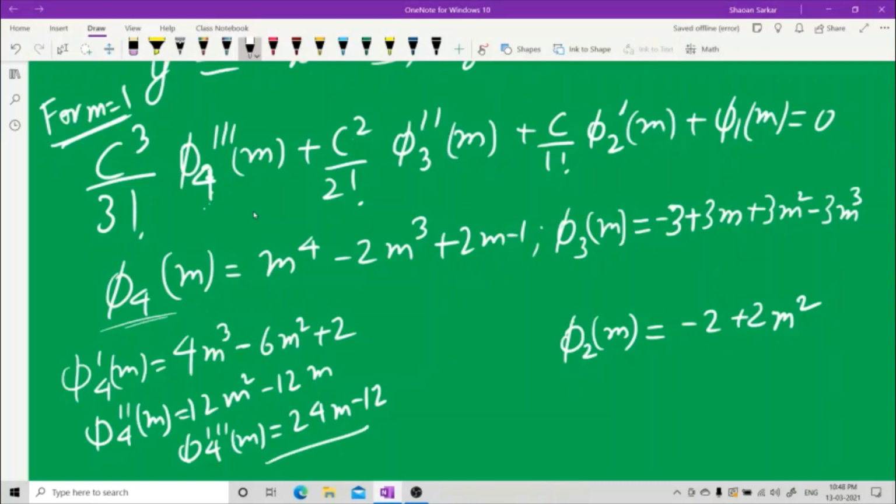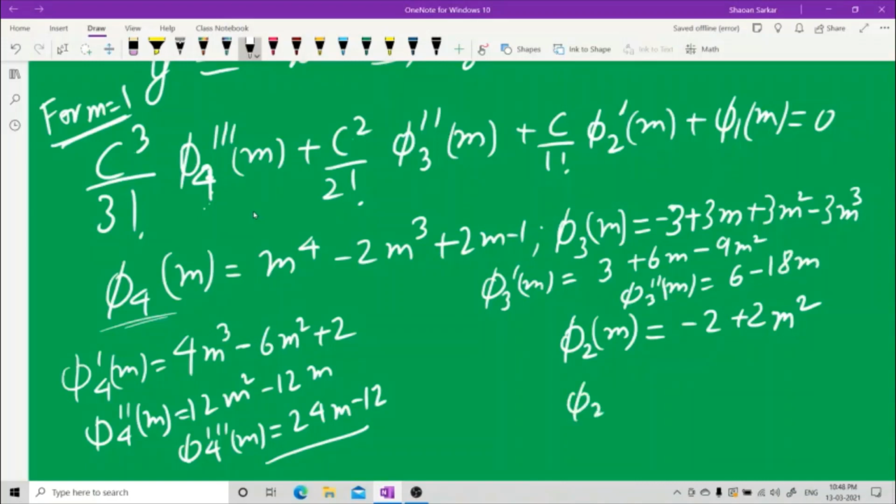Now phi 3m, the first derivative is how much? 3 plus 6m minus 9m square. Now the second derivative is plus 6 minus 18m, and phi 2 dash m is nothing but 4m.